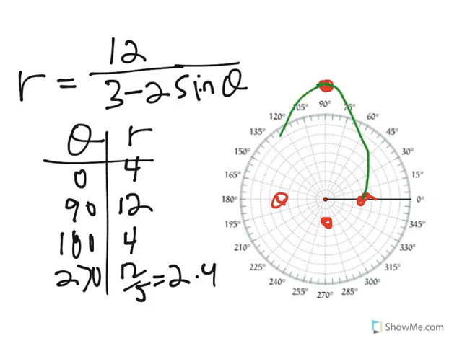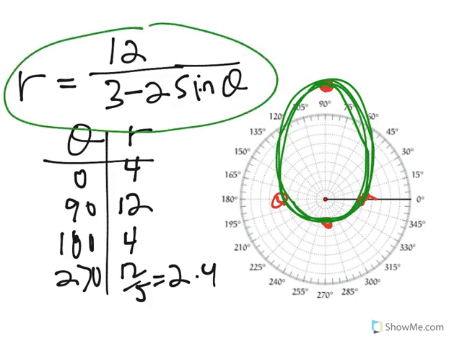You might suspect that the curve becomes some kind of an ellipse. And it is, because when you see something like that, a number over something plus or minus something times sine or cosine, it's going to be a conic section. Now which one? Well, that's coming.